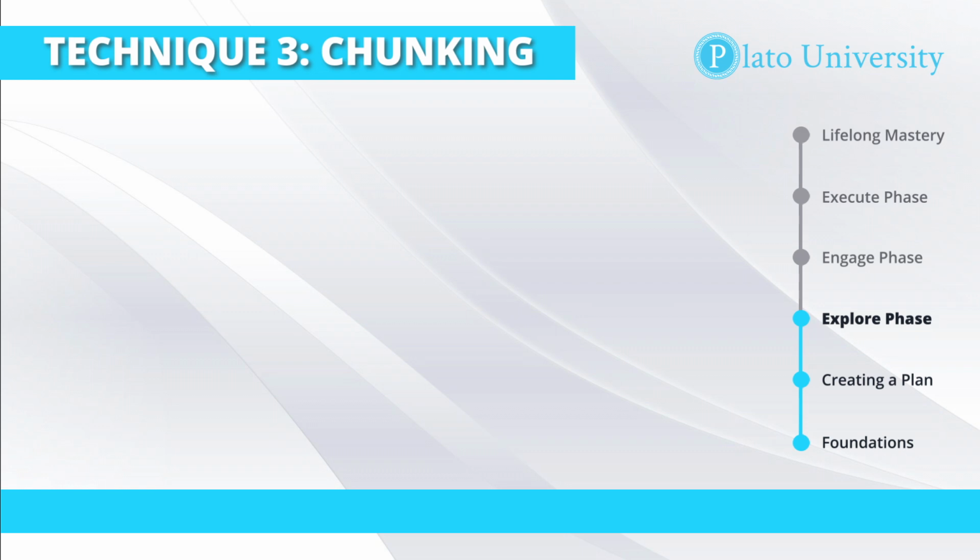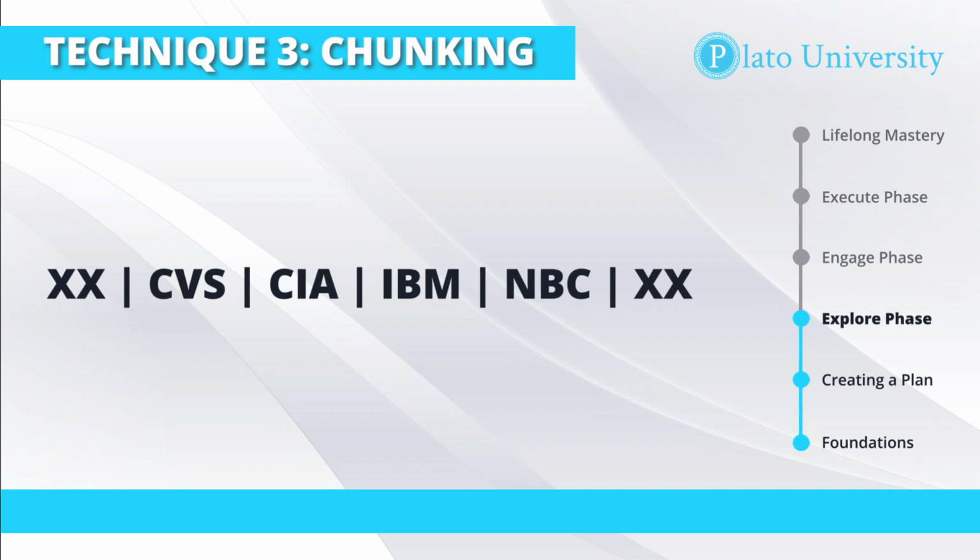Now, what I want you to do is try it again, but this time I'm going to give you a hint. Look for or listen to the 3-letter acronyms of famous organizations as I start to say them again. XX, CBS, CIA, IBM, NBC, XX. Now try and recall the sequence of letters that I just gave you.